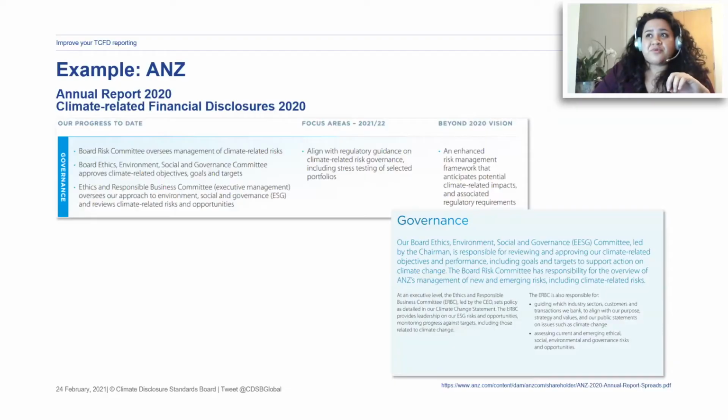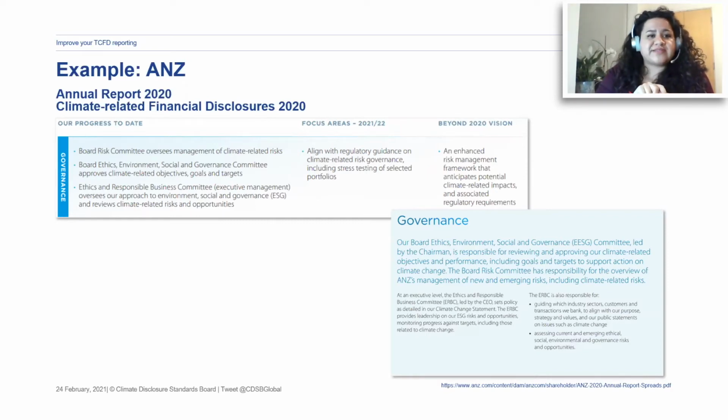So the first example is from ANZ, and this is a great example of where they have two disclosures. They have information summarized in their annual report, but they also have a climate-related financial disclosure report, which has more information. Now, this example is of their governance information.